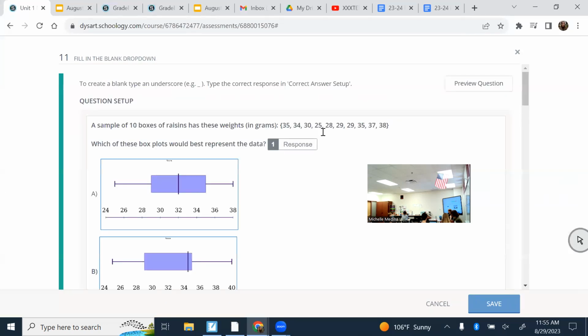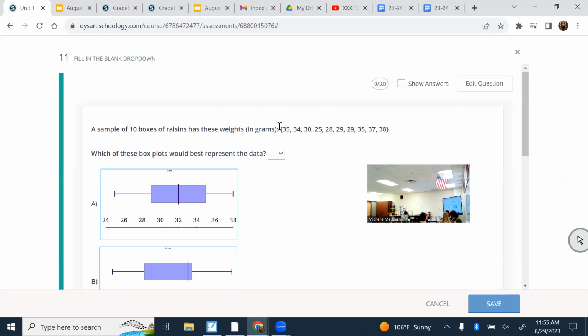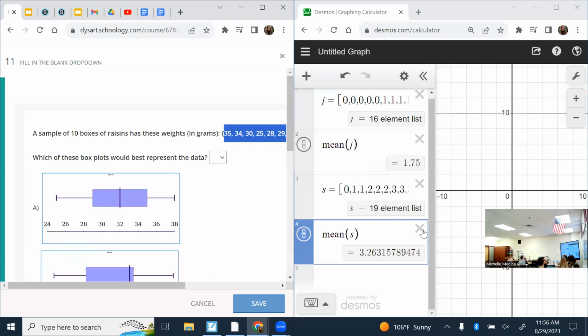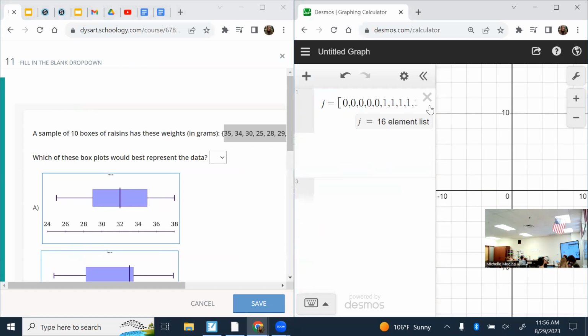So a sample of 10 boxes of raisins has these weights in grams, and which of these box plots best represents the data? I don't know if it lets you do copy and paste in Illuminate because you'll be taking your test in Illuminate tomorrow. If it doesn't, then you can just put it on a piece of paper and then copy it into Desmos, because you will have Desmos tomorrow on the test. If it were me and I had to make a box plot, I would just use Desmos, even though I know how to do it by hand as well.